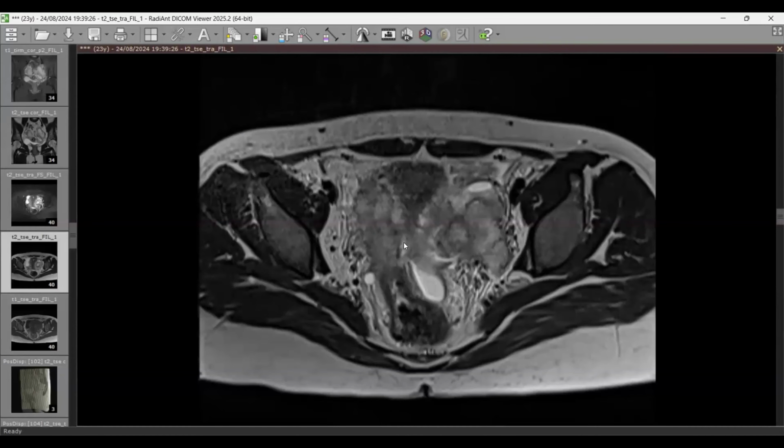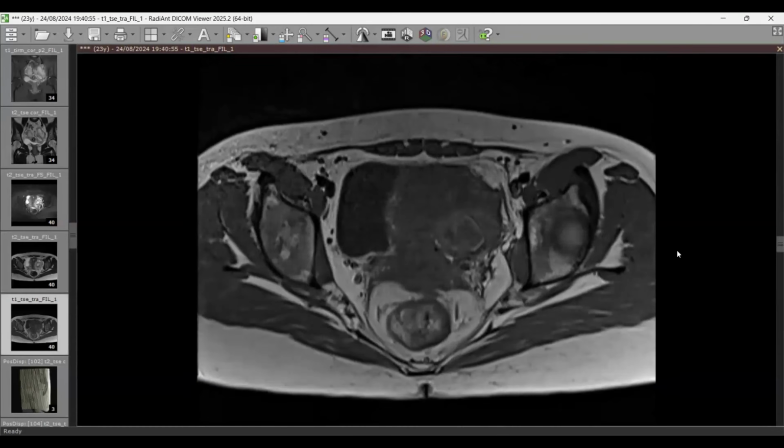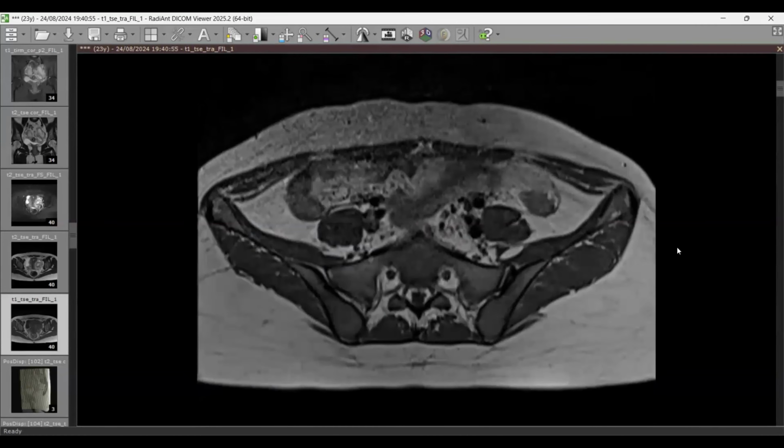To further characterize these lesions, whether there is hemorrhage. Just stop scrolling for a bit. There you go. This, I guess, is T1. Yeah. Please scroll. So these areas appear hypointense on T1.